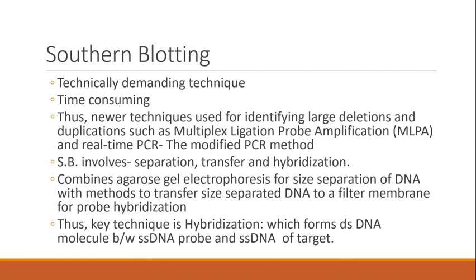Thus, the key technique here becomes the hybridization. Therefore, we form a double stranded DNA molecule between the single stranded DNA probe and the single stranded DNA of the target molecule, of the target DNA of the patient sample that we have collected so far. Right, so that is how you do the Southern blotting.